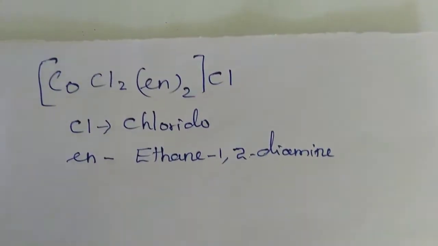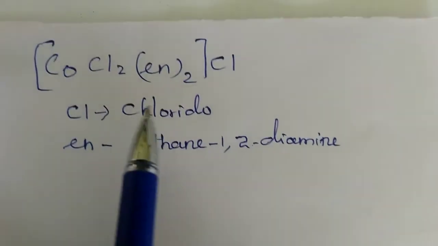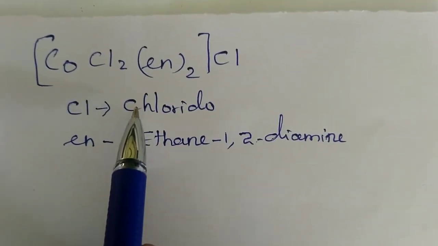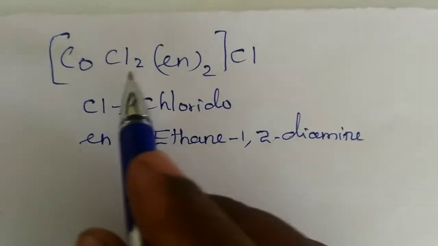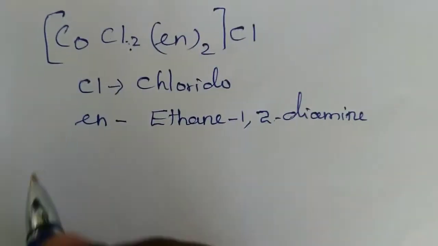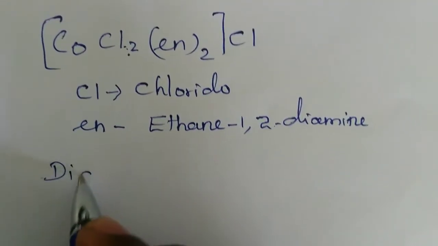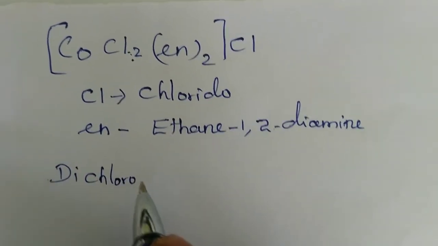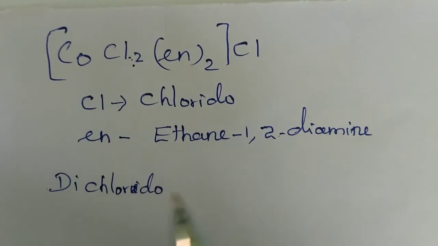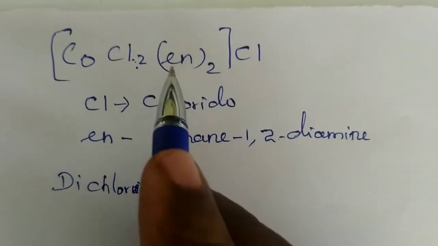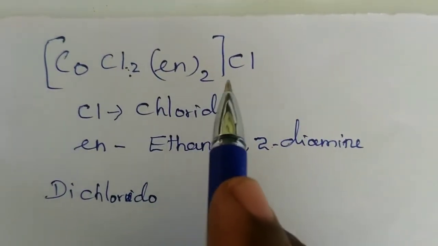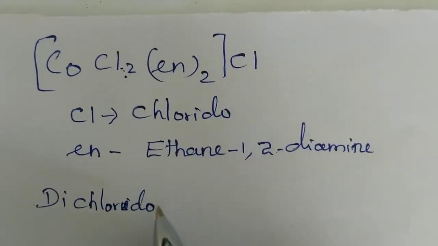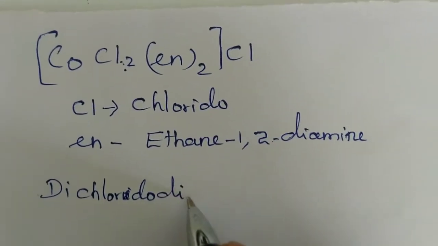First, as per our usual rule, C will come first in alphabetical order. Chlorido is repeating 2 times, so dichlorido. Now ethane-1,2-diamine is repeating 2 times, so you have to write ethane-1,2-diamine.